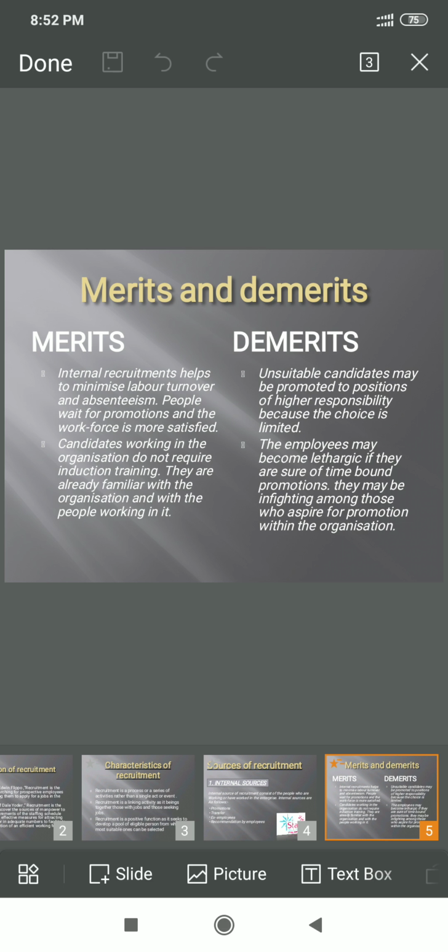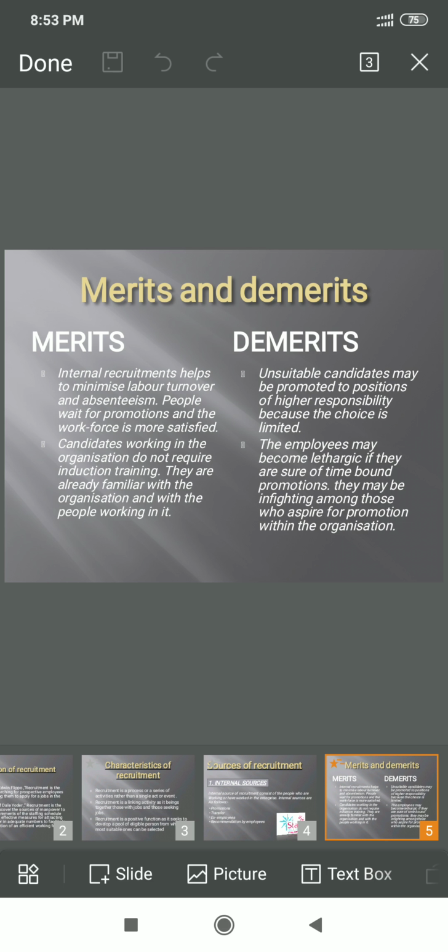Bullet number 2: candidates working in the organization do not require induction training. What is induction training? Induction training is an orientation training, and we are already familiar with this. In class 10 commerce, we have already done it, right? Still, for your remembrance, I just want to go through what this induction or orientation training actually is. It's a training given to an employee to familiarize him with the surroundings, the company, the organization. Because he's new, you need to give him induction training.